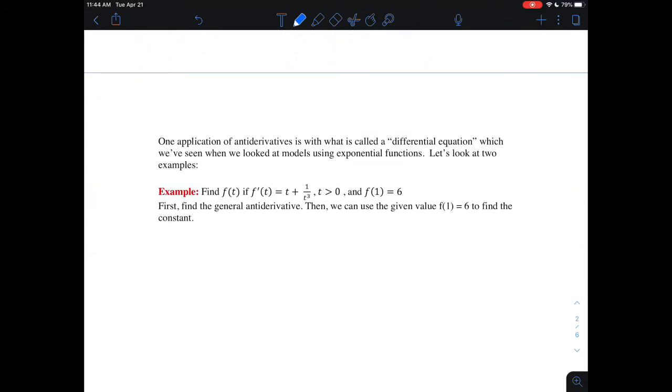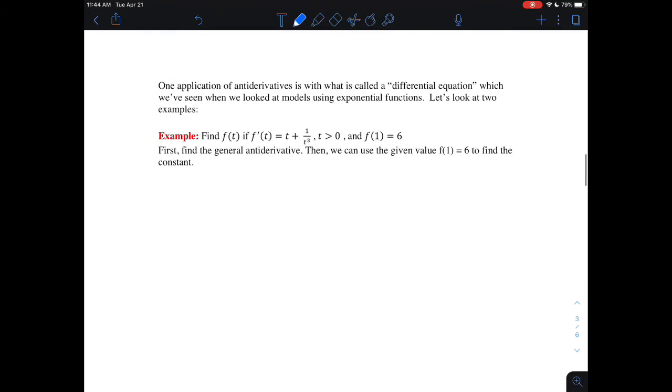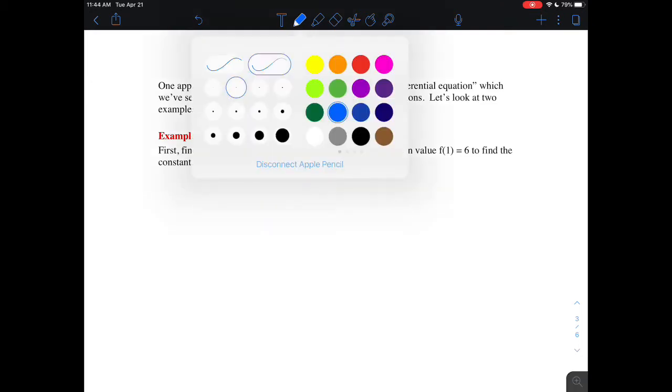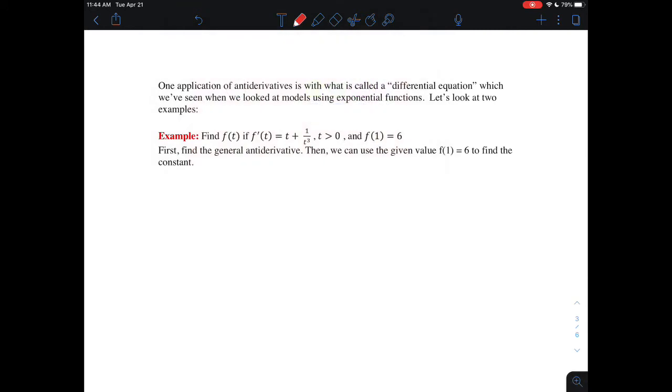All right, one application of antiderivatives is with what is called a differential equation, which we've actually seen when we looked at the section on exponential functions. So we're going to look at two examples. First, find f of t if f prime of t is equal to t plus 1 over t to the third, where t is positive, and f of 1 is equal to 6. So first we're going to find the general antiderivative. Then we can use the given value f of 1 equals 6 to find that arbitrary constant c.